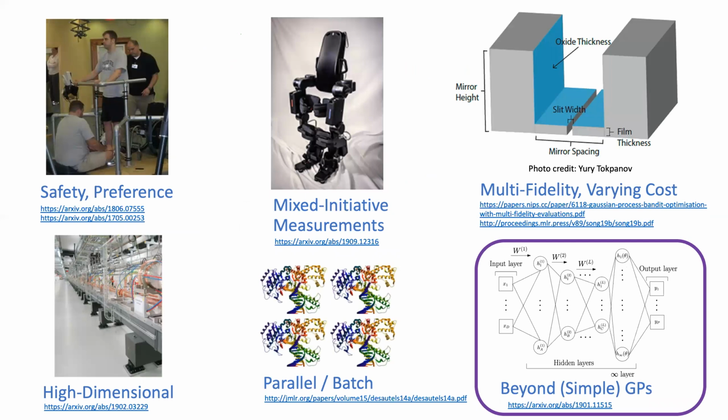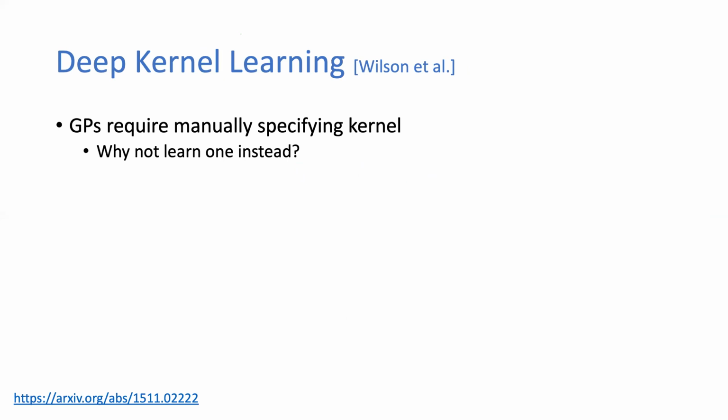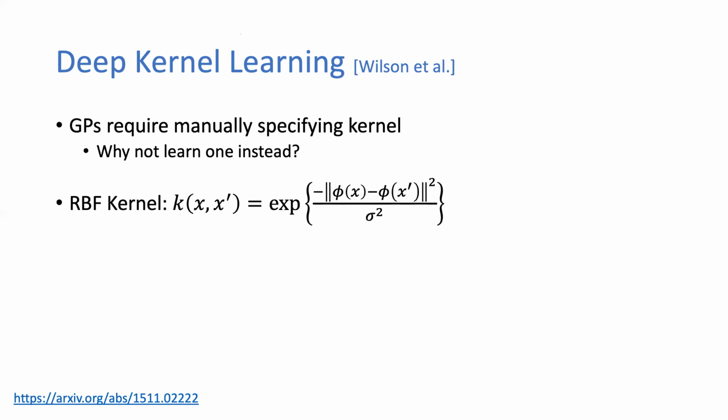Okay, so the final thing, in 1 minute, is going beyond simple Gaussian processes. There are many ways to do Bayesian optimization that go beyond these simple Gaussian processes with relatively simple kernels. I'll just talk about one briefly, which is deep kernel learning. Why not just learn a kernel instead? For example, an RBF kernel that we saw in lecture 2 looks as follows. We have some feature map phi of x, and then the correlation function is this exponential.